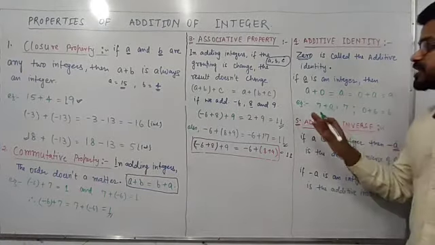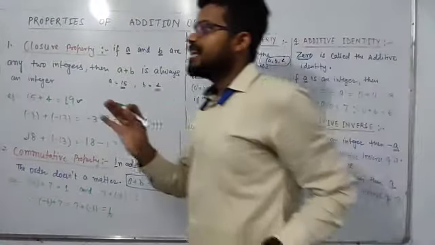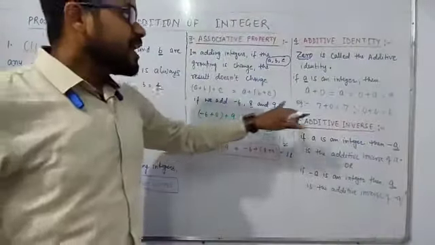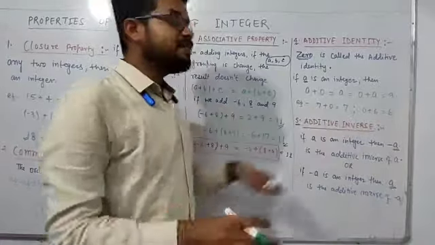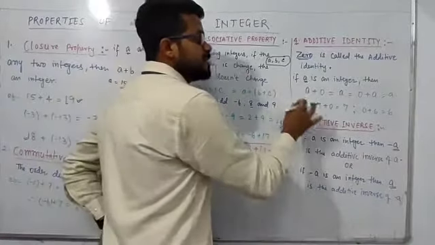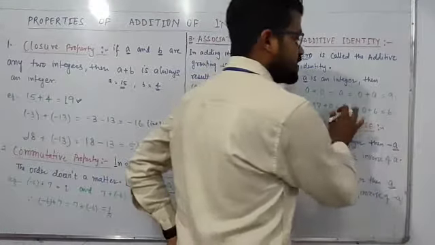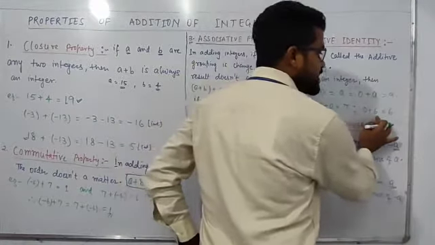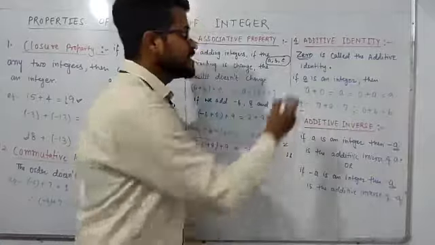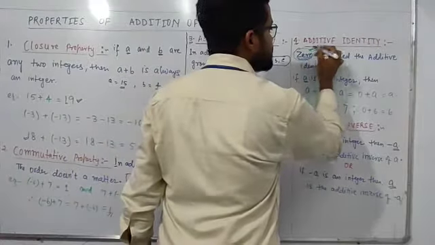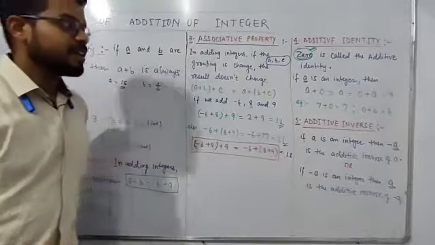If the question asks for the additive identity of 7, what is it? We simply add 0 to 7, which is equal to 7. 0 plus 6 is equal to 6. This 0, always remember, is called the additive identity.